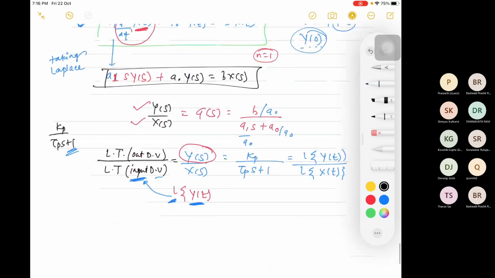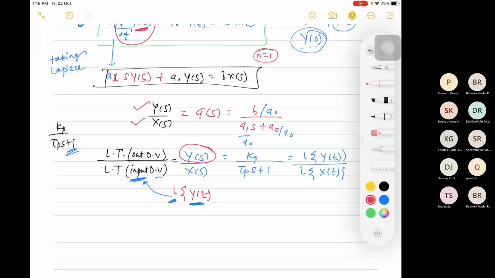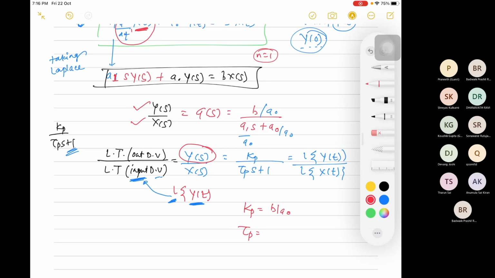Okay, and now can you please tell what are Kp and tau p? Kp is always b by a naught. Tau p is always a1 divided by a naught. So this you need to remember.